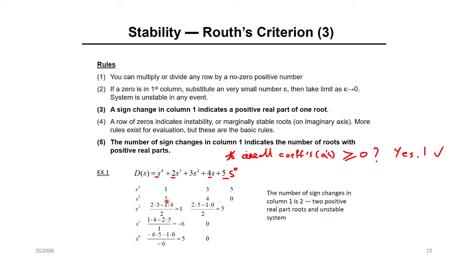All right, next row, you start with the coefficient that you skipped earlier. So you start with number 2. Then skip number 3, go to number 4.